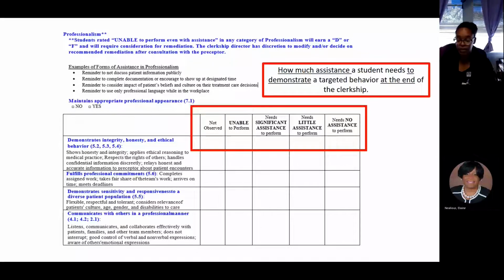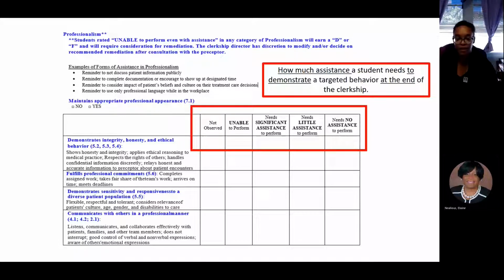There are going to be some competencies on this form that students should be able to consistently demonstrate with little to no assistance, including developing positive relationships with patients or demonstrating honesty, integrity, and ethical behavior. But remember, the key to this new scale is that we are asking you to rate students on how much assistance they need to demonstrate a targeted behavior at the end of the clerkship rotation.